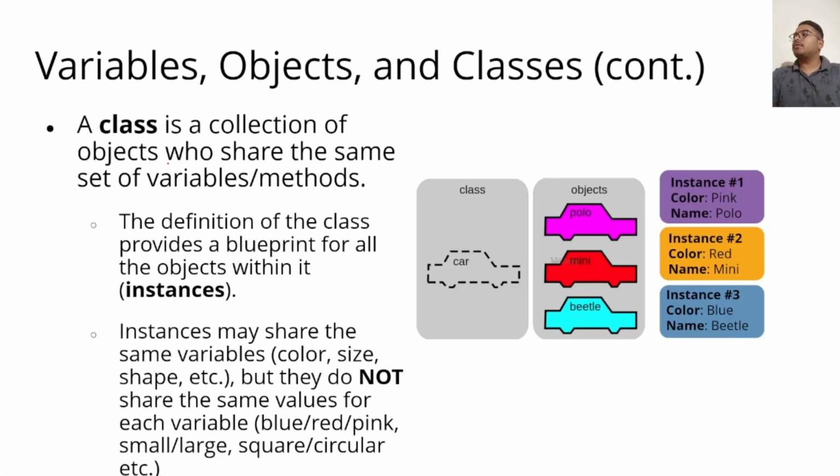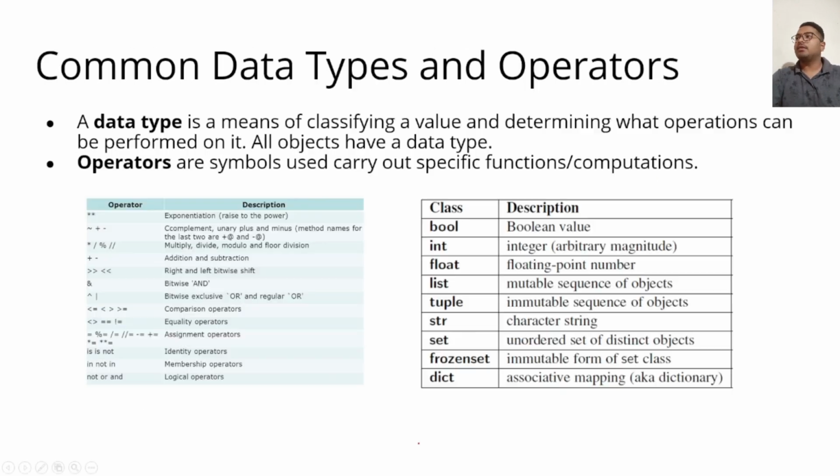A class is a collection of objects that share the same set of variables or methods. The definition of the class provides a blueprint for all the objects within it. Instances may share the same variables such as color, size and shape, but they do not share the same values for each variable, that is blue or red or pink, small or large, square or circular. Next, let's understand common data types and operators.